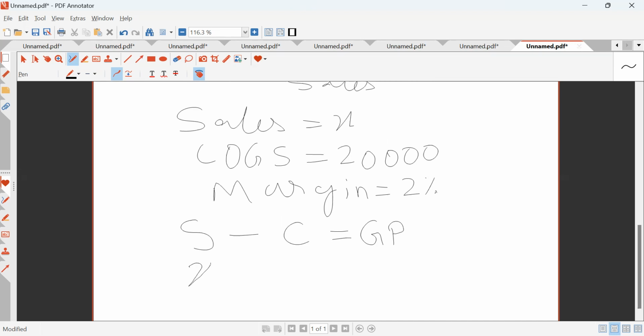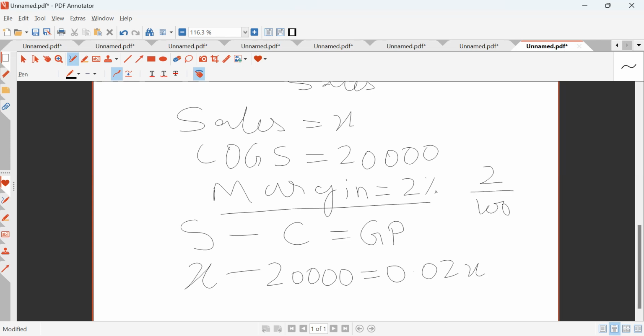We don't know the value for sales, so let's suppose sales is X, cost of goods sold is 20,000, gross profit is going to be 2% of sales. So we will do, because it's margin, 0.02x. Why 0.02? Because if you do 2 divided by 100, 2% means 0.02. You can also do it on calculator.